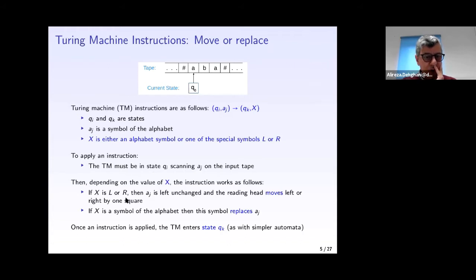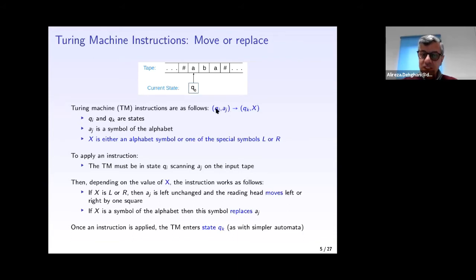If X is L or R, then Aj is left unchanged, so we don't change the tape content, and we move toward the left or right according to the value of X. If it is L, we go left. If it is R, we go right. That's the whole story. If X is a symbol of the alphabet, then only the symbol changes and we don't move.